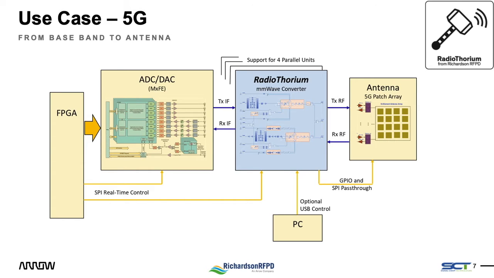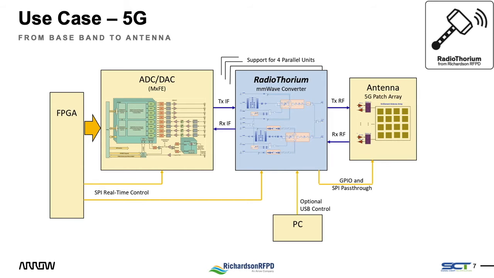The user has also the flexibility to implement antenna array calibration algorithms in FPGA or even perform array predistortion in FPGA if needed. For dual polarization configuration, 2 RadioThorium units will be required. Support for up to 4 units is available without any software changes. The frequency converters could be phase synchronized and controlled via SPI by the antenna system or the FPGA board.